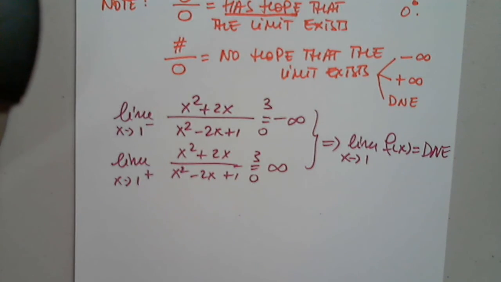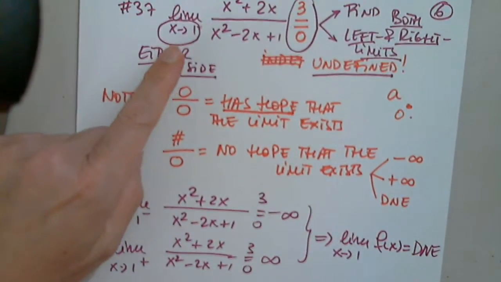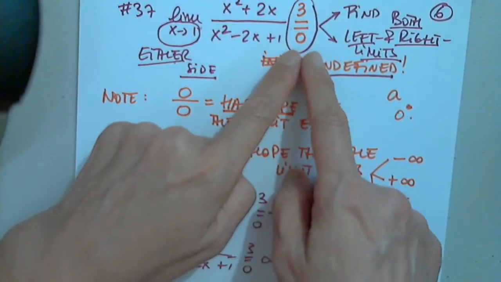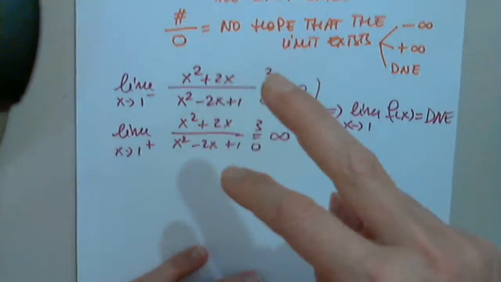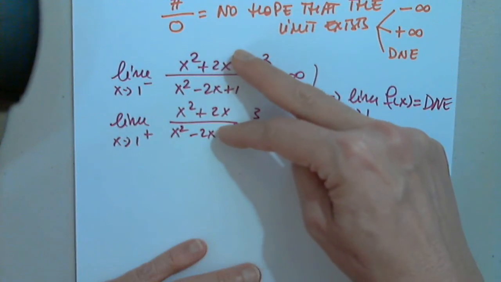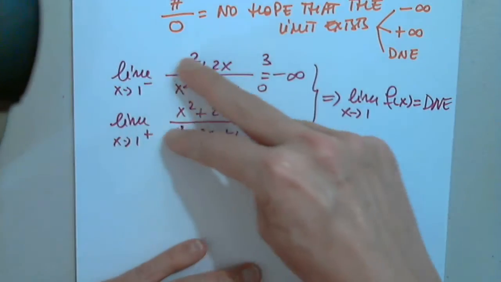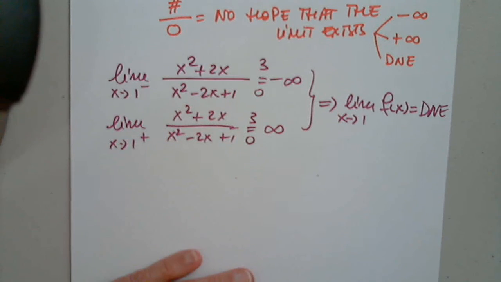Any questions? So please remember, when you have this situation, either side, and a number over 0, you have to calculate and determine both. You cannot conclude anything before you show both limits, from the left and from the right. Well done.